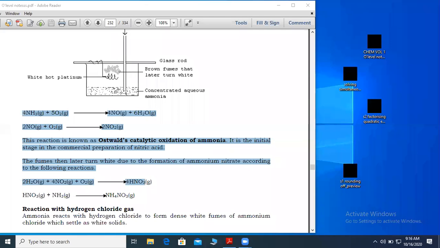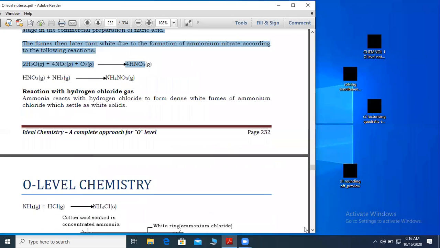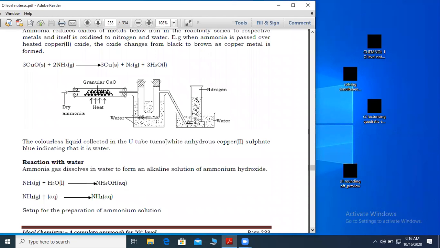Ammonia gas was passed over 2.5 grams of lead 2 oxide. That is the same reaction we looked at. The reaction we are talking about is now this one, only that instead of having copper 2 oxide, we are now using lead 2 oxide. So the first question is state the conditions for the reaction.